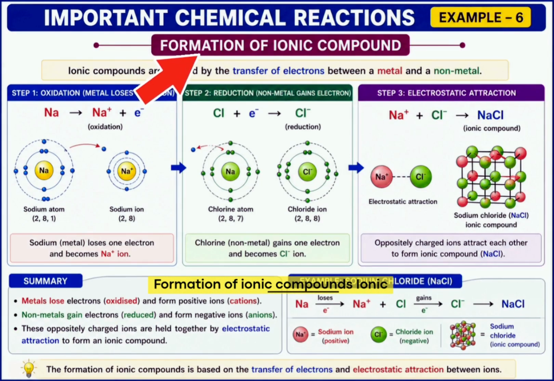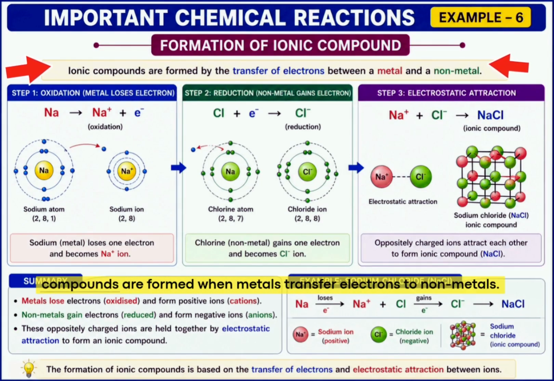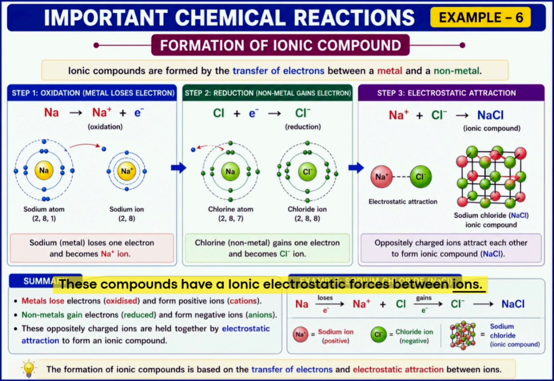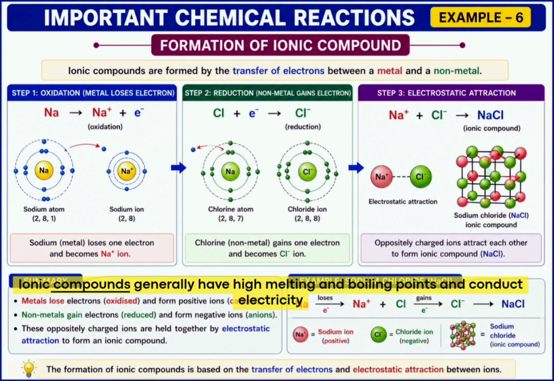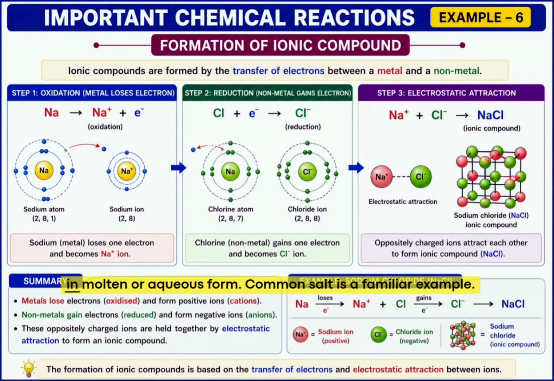Formation of ionic compounds. Ionic compounds are formed when metals transfer electrons to nonmetals. These compounds have strong electrostatic forces between ions. Ionic compounds generally have high melting and boiling points and conduct electricity in molten or aqueous form. Common salt is a familiar example.